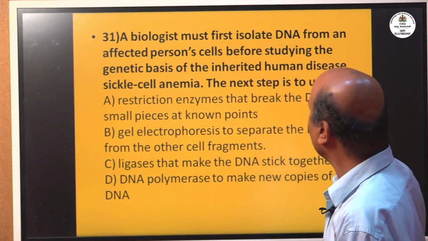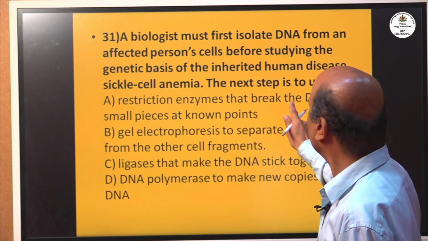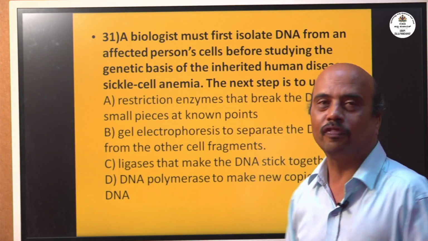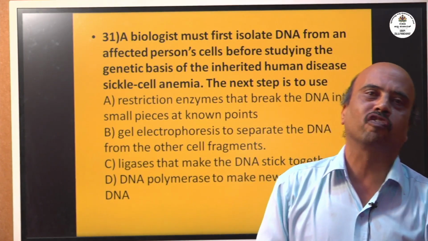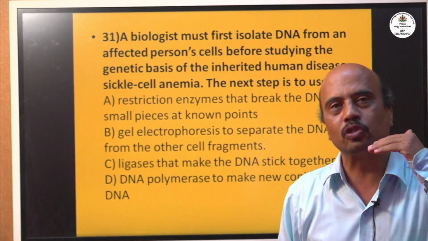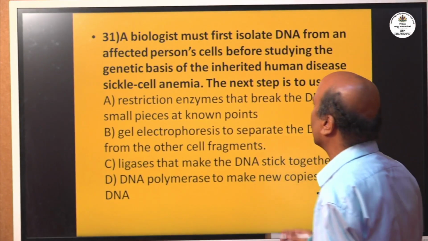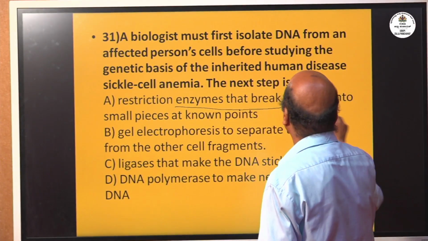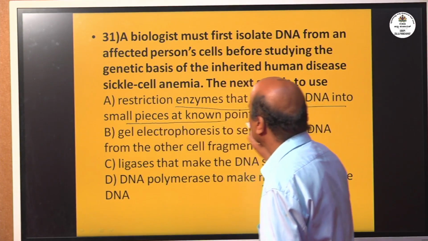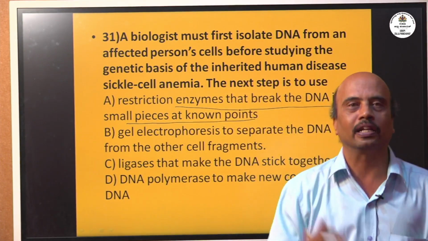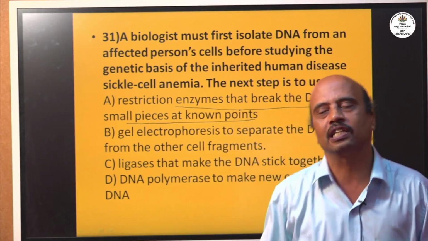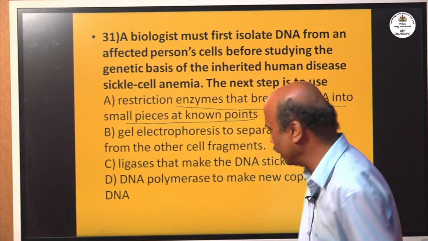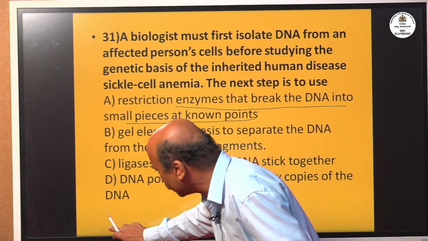Here, after the isolation of DNA, you know, very next step is making the DNA into a number of fragments. That is by using restriction endonuclease. So, restriction enzymes that break the DNA into small pieces at known points has to be made. Then we have to identify what gene is responsible for causing sickle cell anemia and study like that. So, this is the answer.